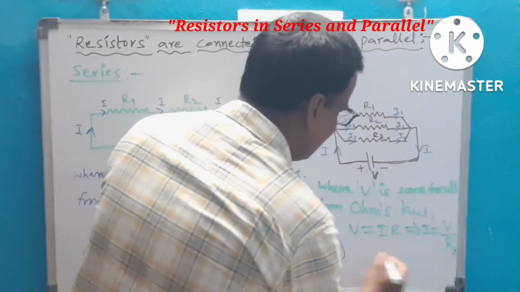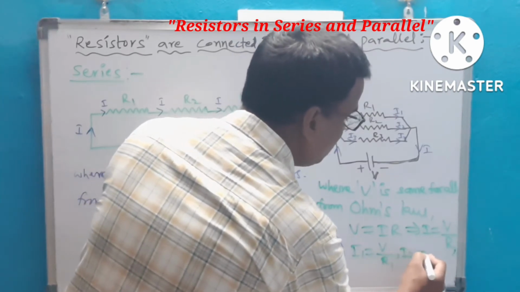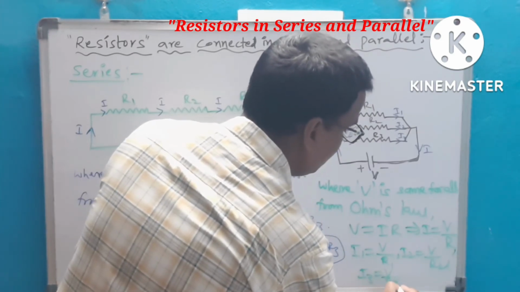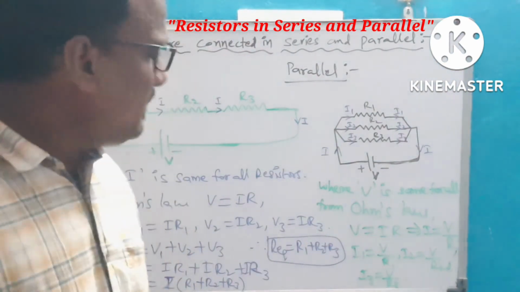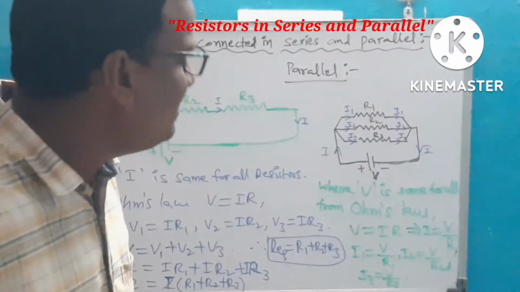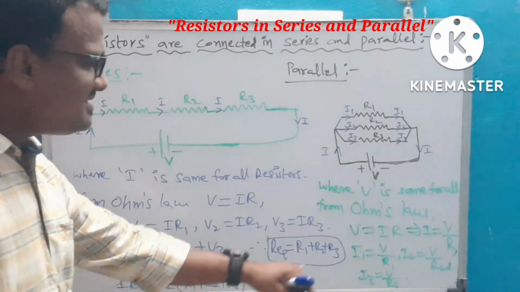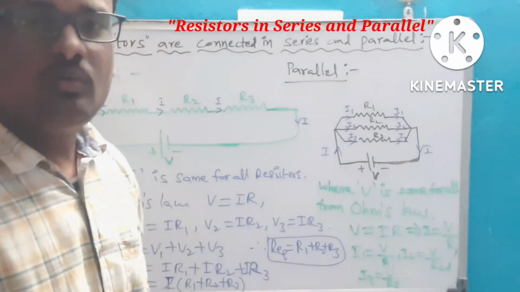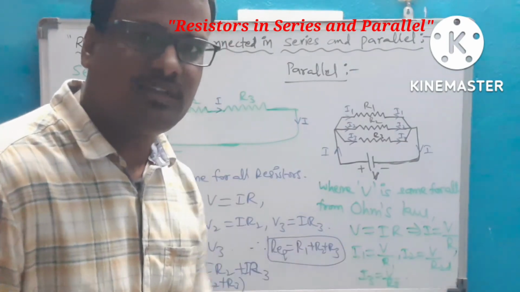And also we can write I1 equal to V by R1, I2 equal to V by R2, and finally I3 equal to V by R3. According to Ohm's law, V equal to IR, so I equal to V by R, I1 equal to V by R1, I2 equal to V by R2, I3 equal to V by R3. Why do we write only V? Because V is the same for all. That's why we don't write V1, V2, V3 here. But we can write I1 R1, I2 R2, I3 R3.